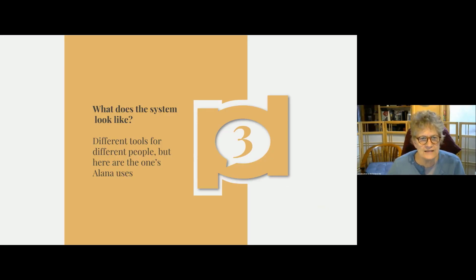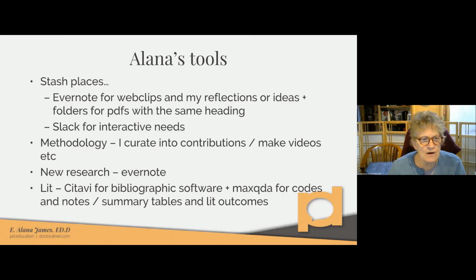So what does my system look like? Again, I'm running out of time, so I'll fly. I think you've gotten the idea. My stash places are Evernote for web clips and folders. If I'm doing interactive work, I'm working in Slack. So I don't know what interactive or team-based tools you may have going, but my teams work in Slack, and it's really useful. And so I will use Slack to stash things if they are things I want my team or others to be playing off of as well.